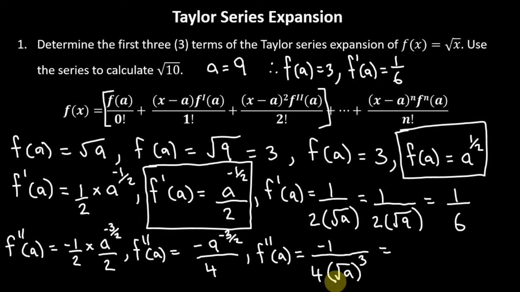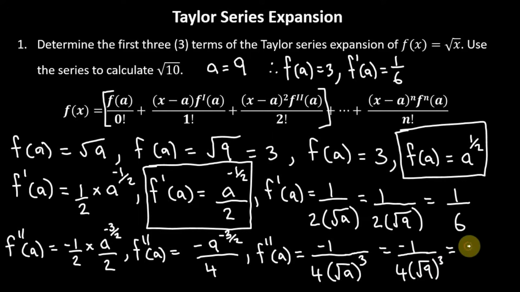And remember, guys, our a value is 9, so we can replace our a with 9. So we have 4 bracket square root of 9, and we're going to cube it. And let's see what this gives us.